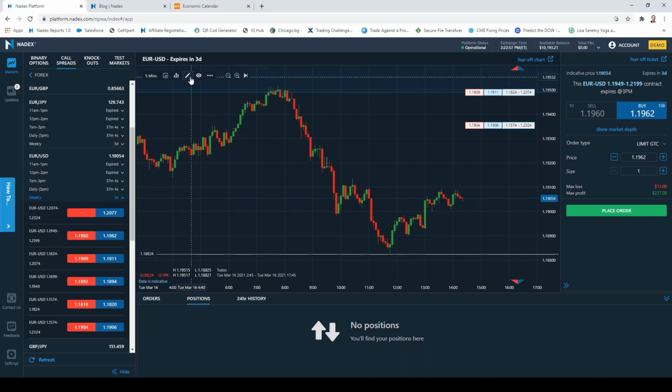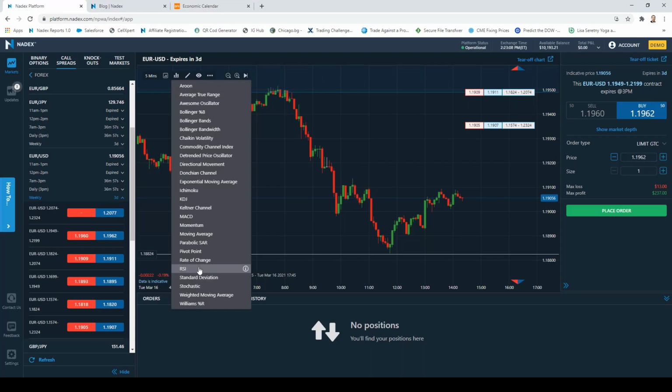And if I want to apply my RSI indicator, you can see in the upper left-hand corner, if you hover over it, it says indicators. Drop down. I'm just going to go down to the RSI. By the way, very helpful tool. And this is just kind of a tidbit, not about this strategy, but just in general.